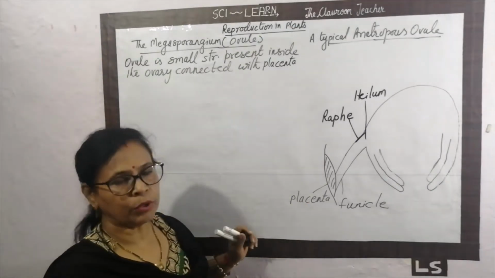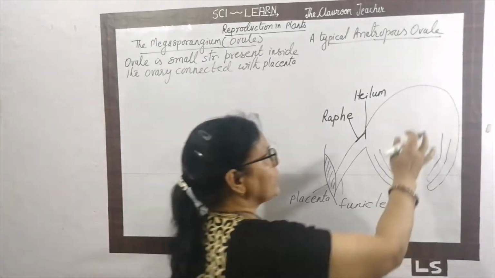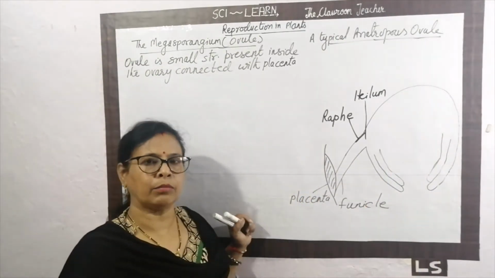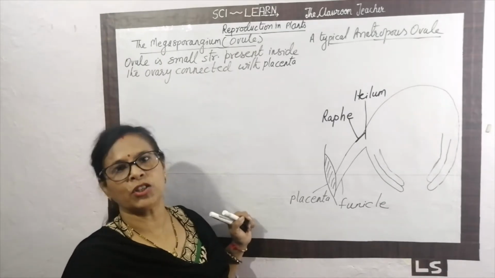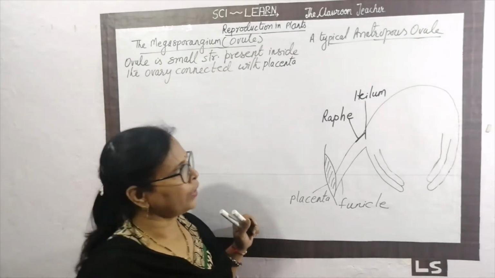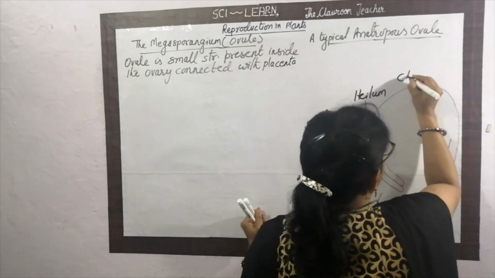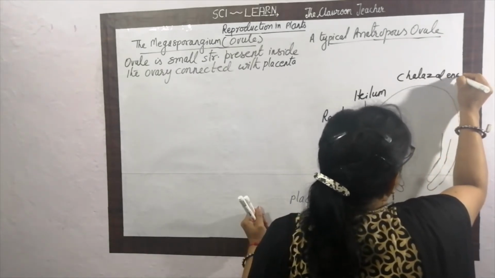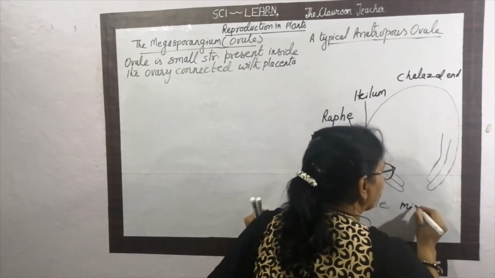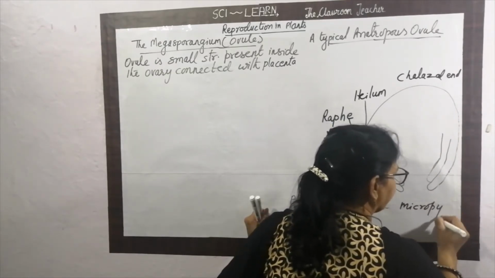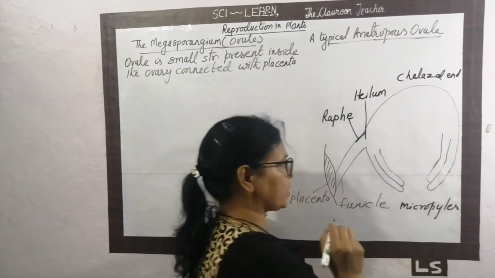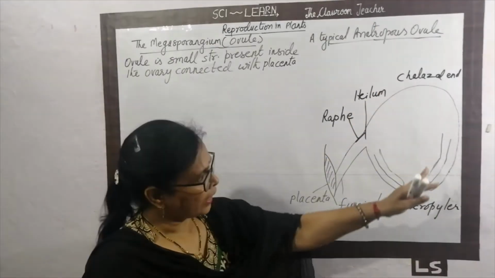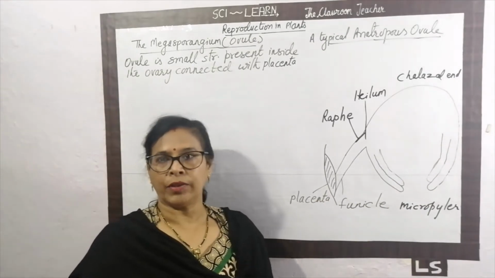Now in this diagram, two ends are present. One is this end, and this is the other end. While drawing the diagram of any ovule, we are very careful about the ends. This end is called the chalazal end, and this end is called the micropylar end. So we must be very careful about the labeling of this. This is the outline diagram of the ovule.